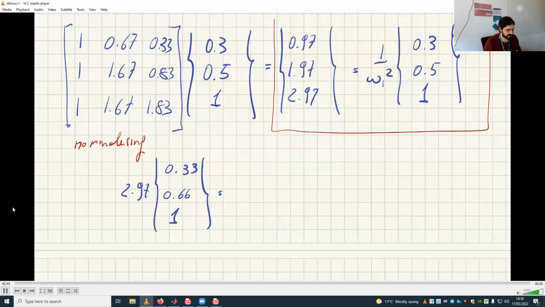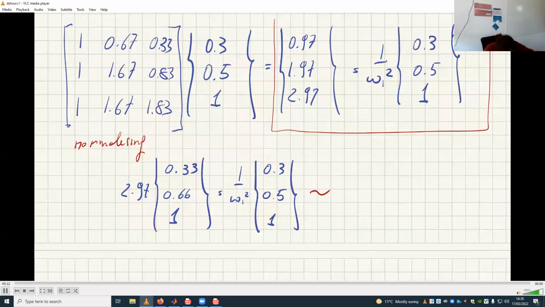So I have that if I take 2.97 out of this, I take 2.97 out of this, then this is 0.33, 0.66, 1. And then I end up with 1 over omega 1 squared times 0.3, 0.5, and 1. And now I can calculate the error. Of course, there is no error on the last one.